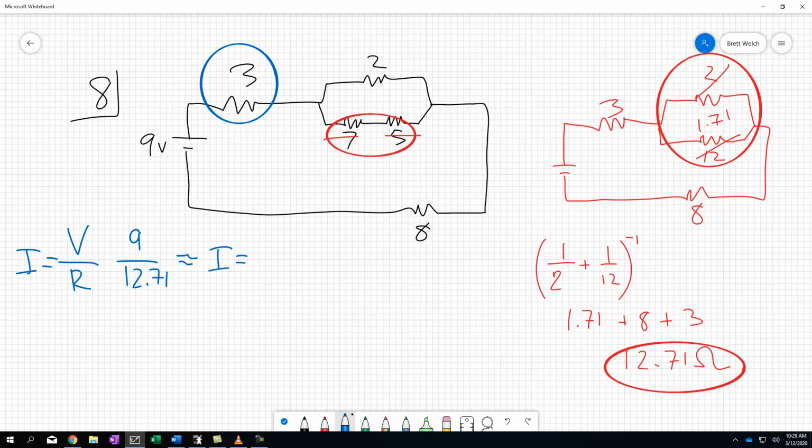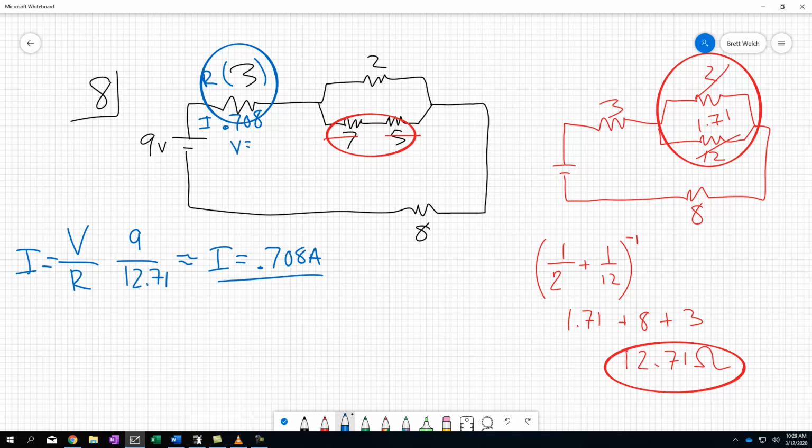Our current that flows through the circuit should come out to be 0.708 amps. Okay, you're going to have to find the current to answer the last question. Now I can use that current times any resistor it goes through to find the voltage loss. So if I times this by 0.708 times my resistance, right? I've got my R, I've got my I, V equals I times R.